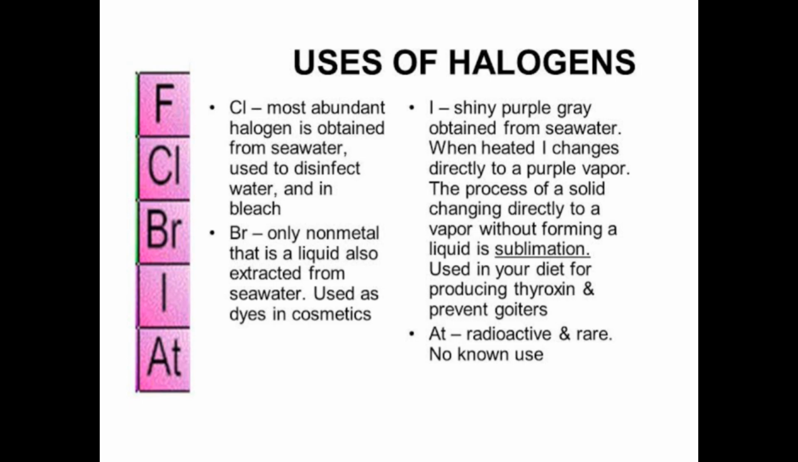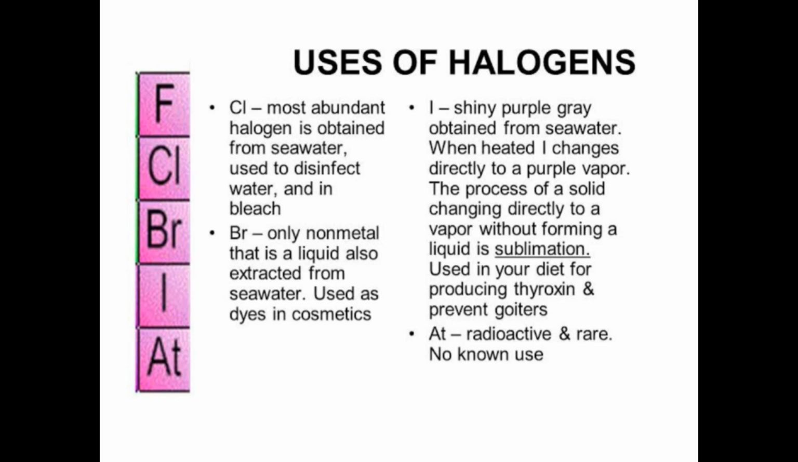So let's look at the uses of halogens. Chlorine is the most abundant halogen and the most important one. Of course, it is gotten from seawater. It is specifically used to disinfect water in the municipal treatment of water, and it's also used as bleach. It has a very good oxidizing property, so it can be used as bleach, and that's why you have some of them in substances like hypochlorous acid, which is a bleach.